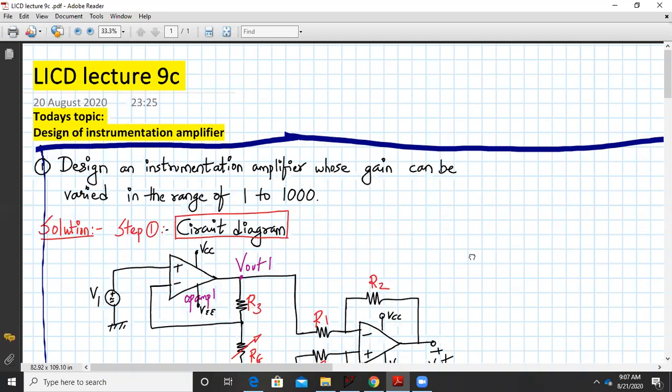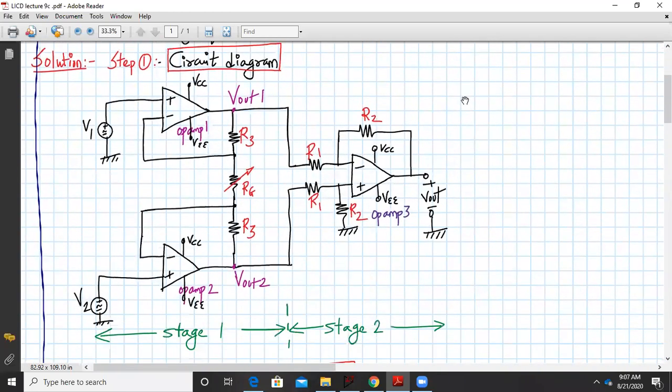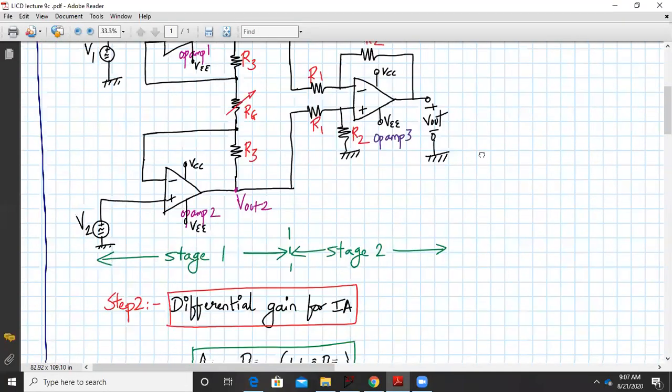So the very first step is to draw the 3 opamp instrumentation amplifier. It consists of two stages. The first stage will consist of 2 opamps and the second stage will consist of 1 opamp. And we have a variable resistor RG. So let us begin with the designing.